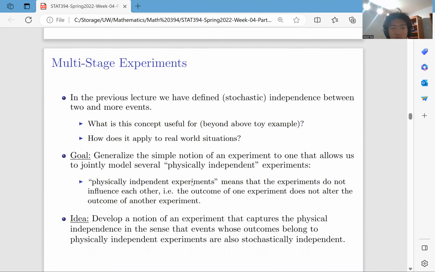In the previous lecture we have already defined the stochastic independence between two or more events. Remember, if you can calculate that P(A) times P(B) is equal to P(A intersection B), then we can find out whether the two events are stochastically independent or not. But here, let's discuss some more advanced situations.